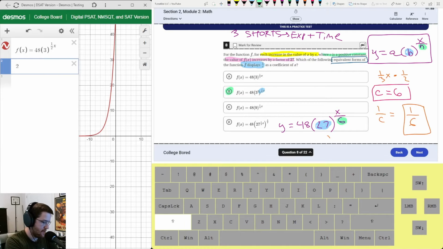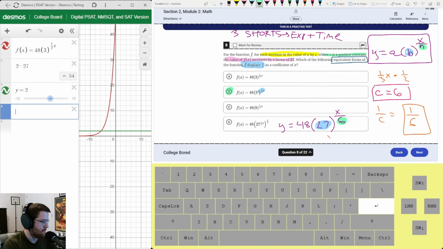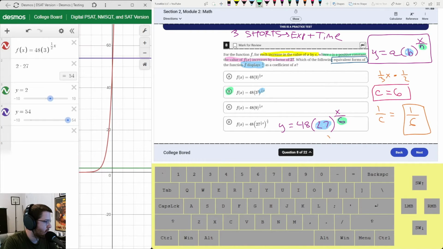So why don't we just pick 2 random numbers? I'm going to do 2 that are in that range. See how the range is 0 to infinity. So why don't I do 2, and then 2 times 27 is 54. So why don't we do Y equals 2, and Y equals 54. And you will see we went from 0.214 to negative 5.786. That distance that we traveled in the X direction is 0.214 minus negative 5.786. That is 6. So we moved 6 to the right to apply a multiplier of 27.